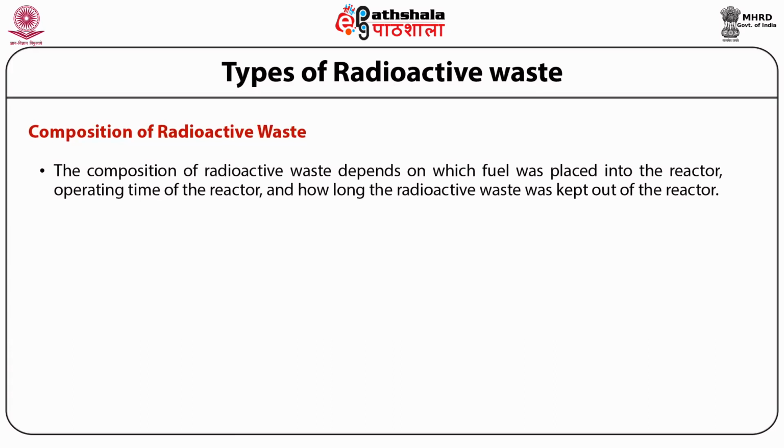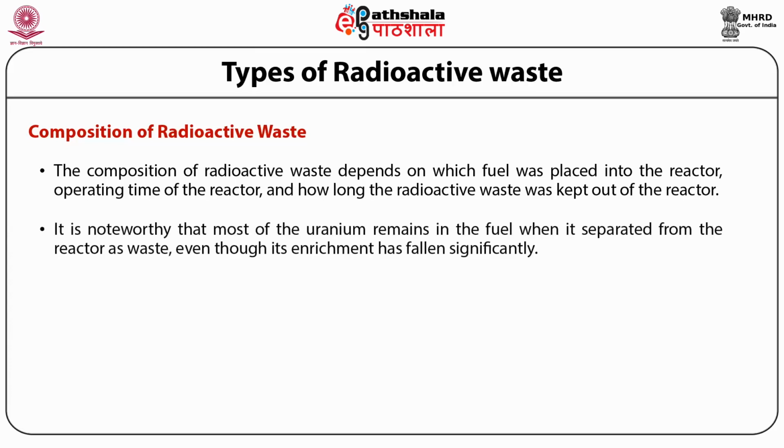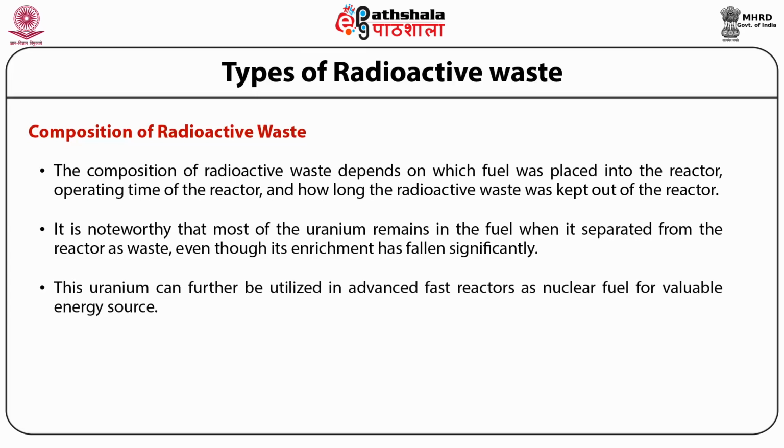The composition of radioactive waste depends on which fuel was placed into the reactor, the operating time of the reactor, and how long the radioactive waste was kept out of the reactor. A typical composition of radioactive waste collected from the nuclear reactor is presented in the table. It is noteworthy that most of the uranium remains in the fuel when it is separated from the reactor as waste, even though its enrichment has fallen significantly. This uranium can further be utilized in advanced fast reactors as nuclear fuel for valuable energy sources.